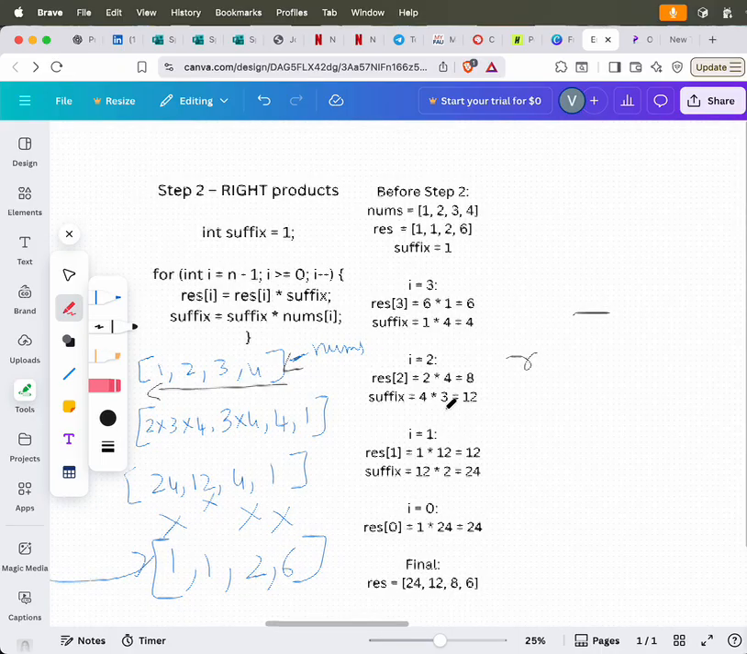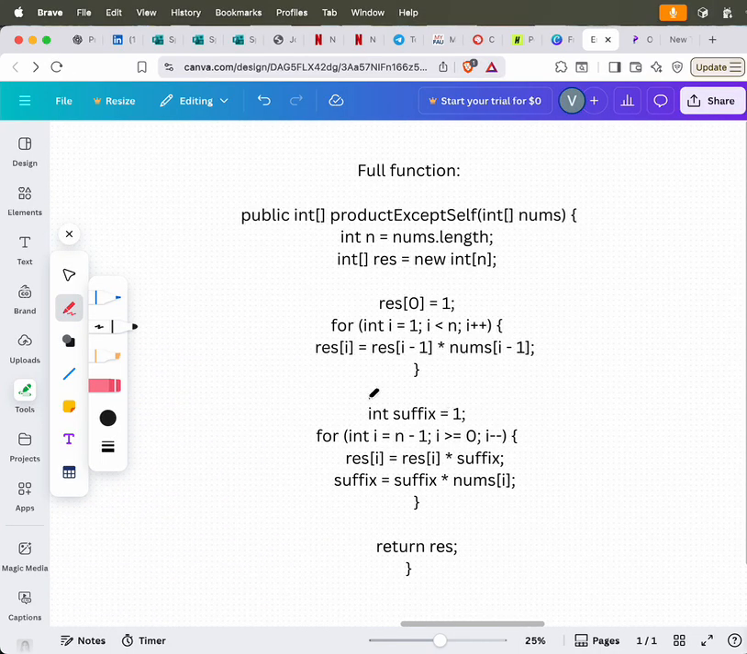So this is the full function. The first loop fills res with the left products. The second loop multiplies in the right products using suffix. So together they give us the product of array except self in big O of n time and constant extra space.